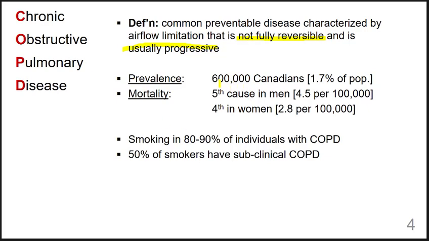So here we have about 600,000 Canadians that are affected by COPD. When we look at mortality or death, it's the 5th leading cause of death in men and 4th in women, which is unfortunate considering it is such a preventable disease. Now, when we talk about prevention, well, what do we mean? Well, smoking is the cause of COPD in about 80 to 90% of individuals.